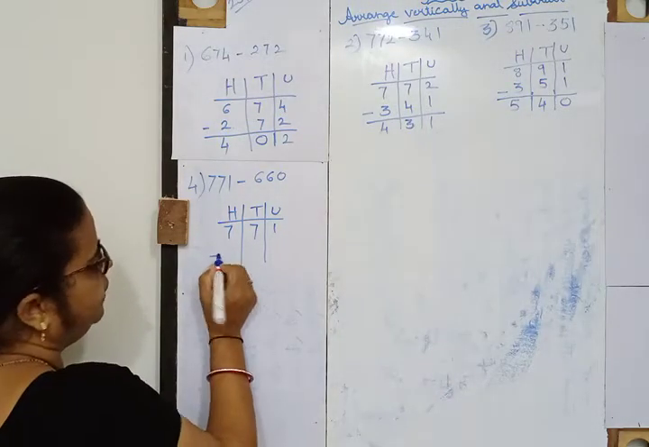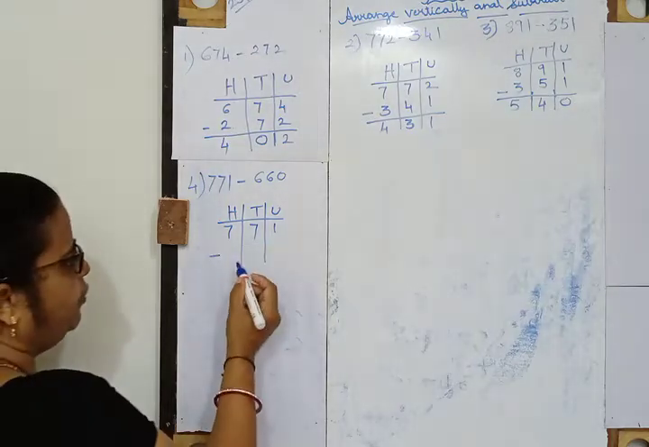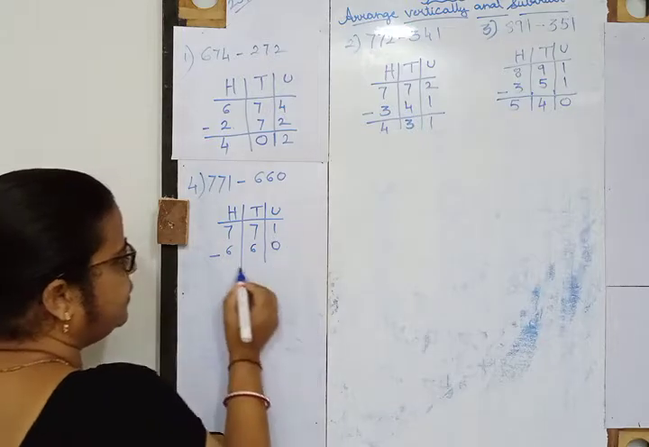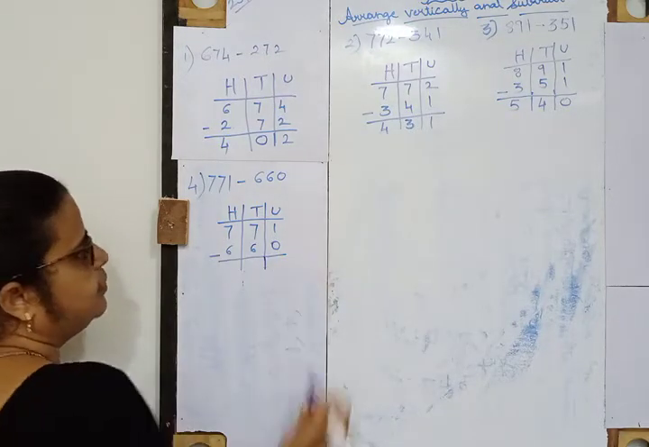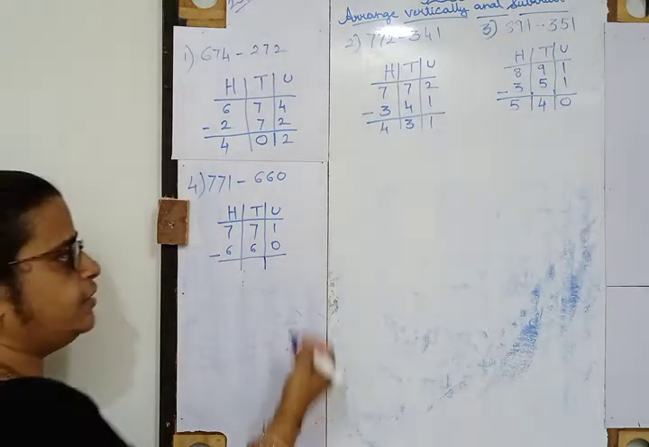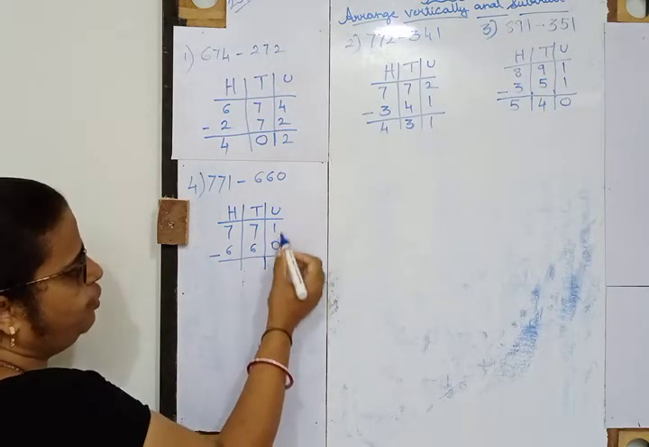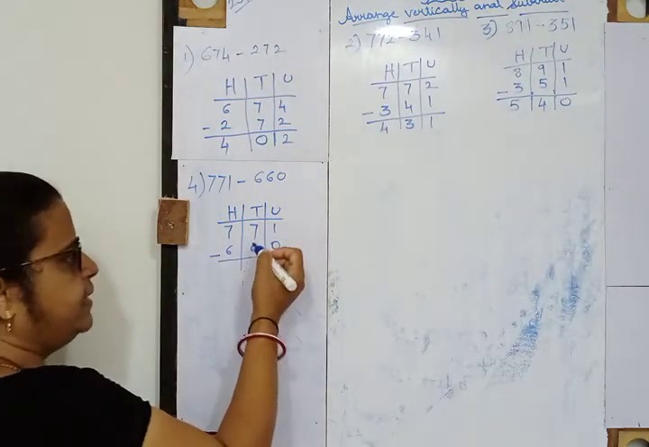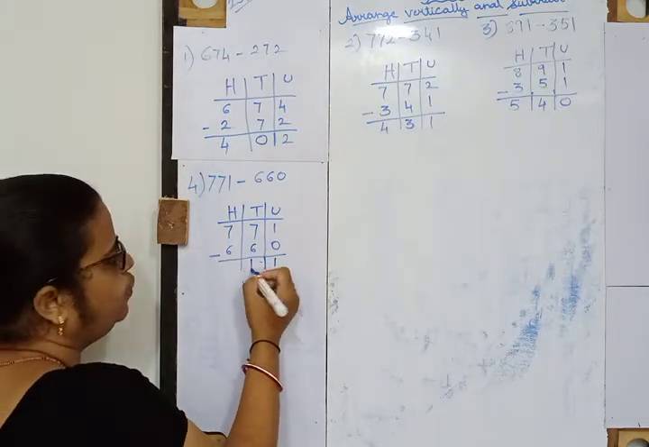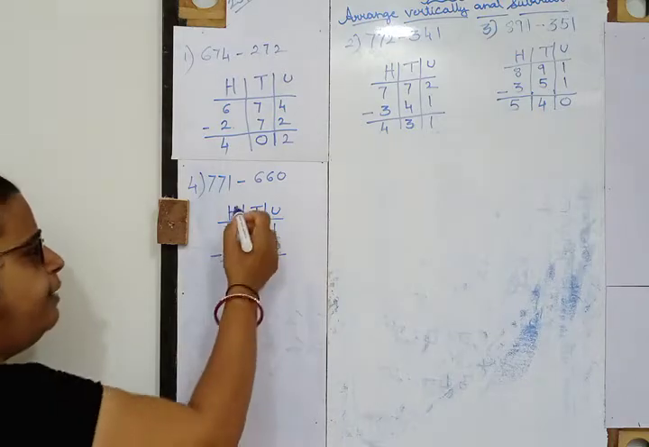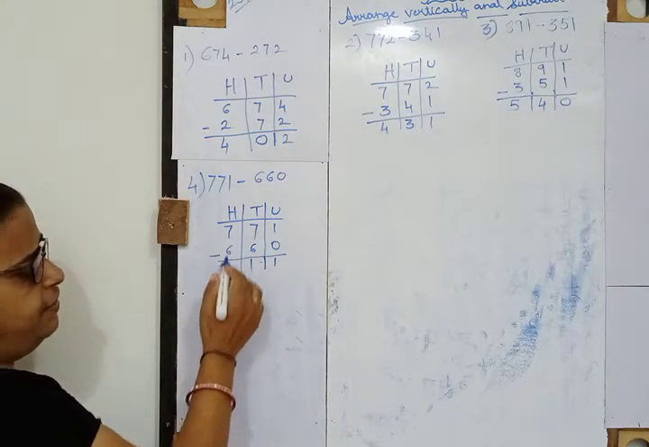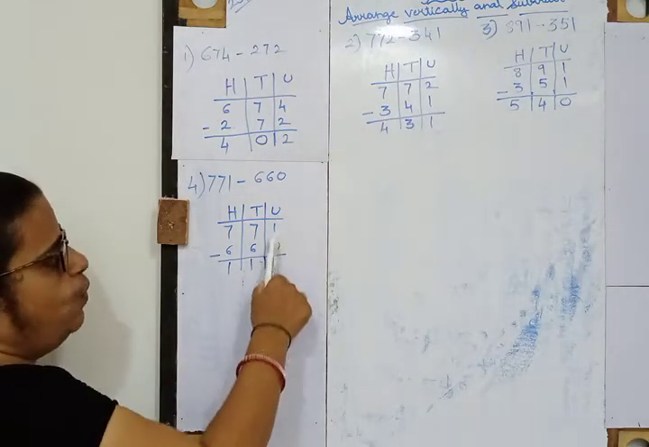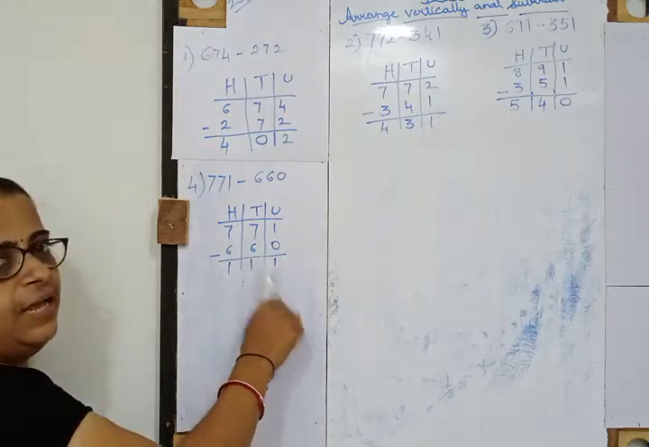So minus sign. Again I am going to write in the hundreds column 6, in the tens column 6, and in the units column 0, that is 660. So in the units column, now students tell me, 1 unit minus 0 units, how many do we get? 1. In the tens column, 7 tens minus 6 tens, we get 1. In the hundreds column, 700 minus 600, also we get 1. So 1 hundred, 1 ten, 1 unit, that is 111.